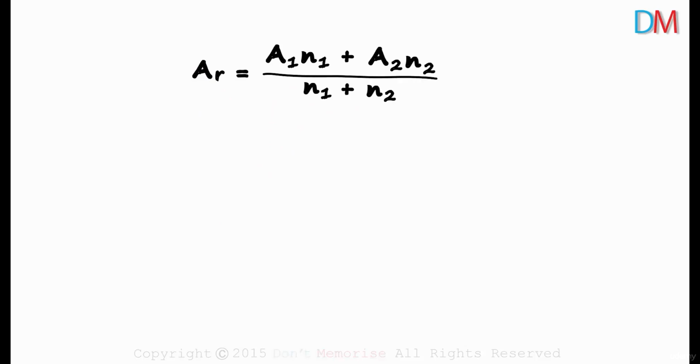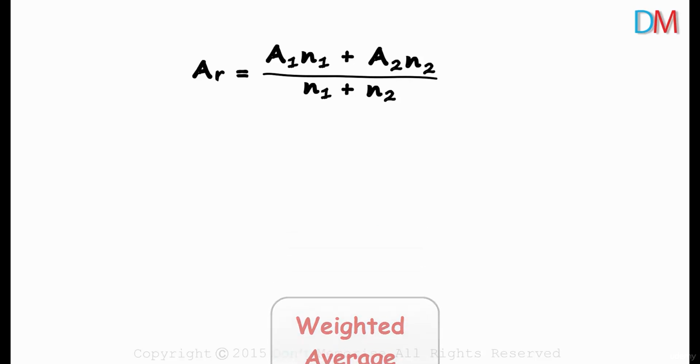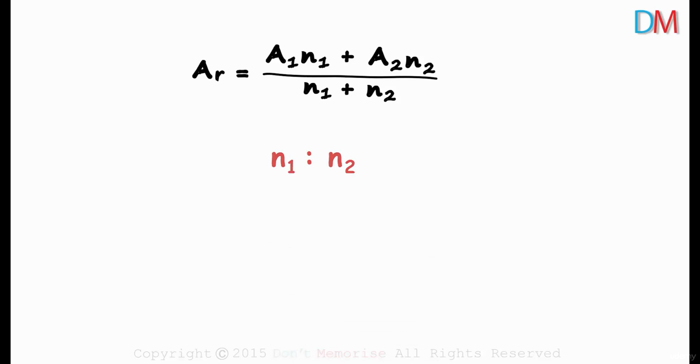By now, we should be comfortable with the weighted average formula. It equals (A1N1 + A2N2) divided by (N1 + N2). If you haven't watched the weighted average examples, I think you should. It will help you breeze through the rest of this topic. So what we need is the ratio N1 to N2.